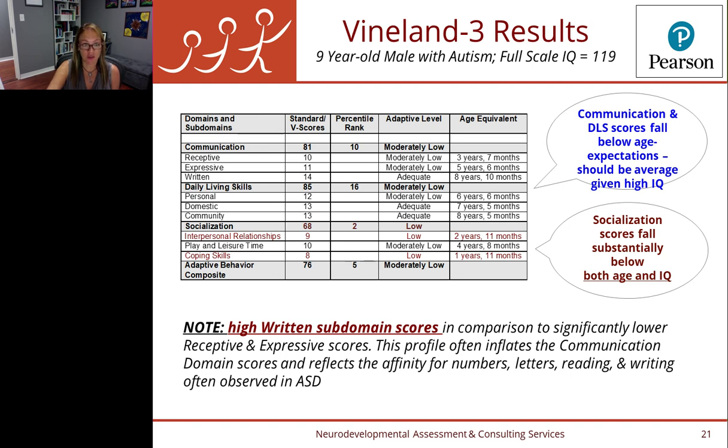Even the communication score of 81 is still lower than what would be expected based on his IQ. Now, within the communication domain, I want to highlight that in autism, you tend to see inflated written scores, meaning that will be your highest subdomain, because people with autism love numbers and letters and reading and writing. That's usually a skill that is easier for them, regardless of cognition, whereas receptive and expressive skills could be lower.